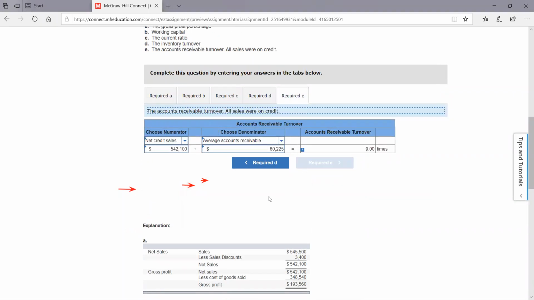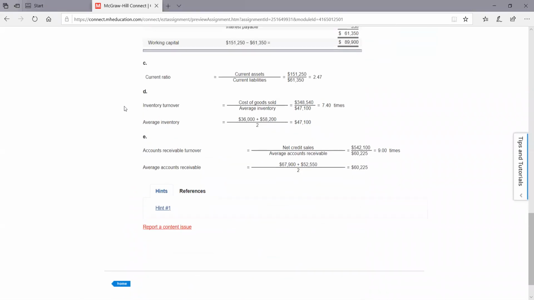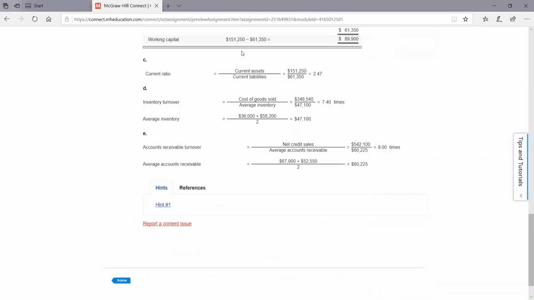All right, next one is your AR turnover. You've got to take your net credit sales and divide by average receivables. And on that one, just like average inventory, you've got to divide your receivables by 2. So you take your beginning receivable plus the ending, divided by 2. That's going to be your denominator. And of course, your net credit sales is the numerator. That's going to be your AR turnover.